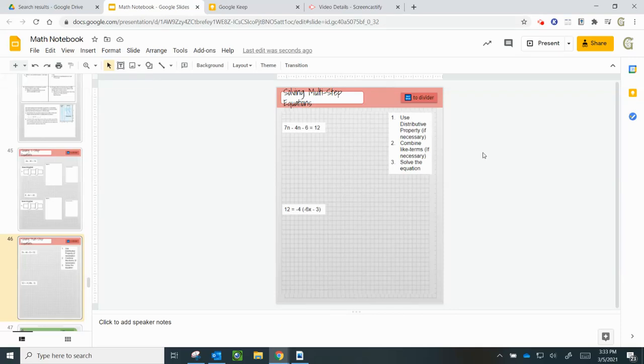Okay, so multi-step equations. This is where we're going to put together what we did with simplifying, so things like distributive property and combining like terms, and what we know about solving equations.